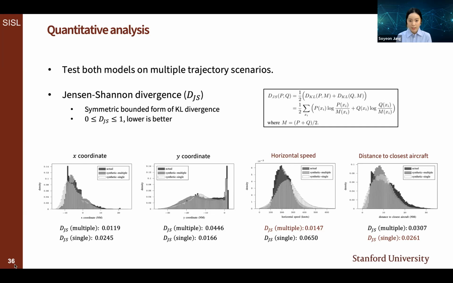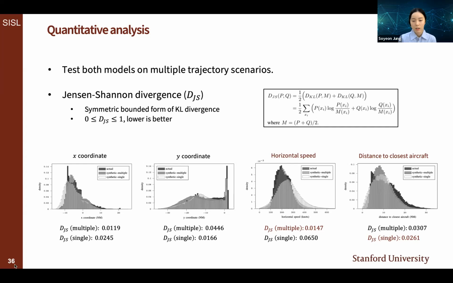In terms of JS divergence, the multiple model outperforms the single model for the horizontal speed. For the closest distance, the single model has a slightly better score. However, what's more important is the loss of horizontal separation, which is defined as 3 nautical miles, occurred more often in the trajectories of the single model.